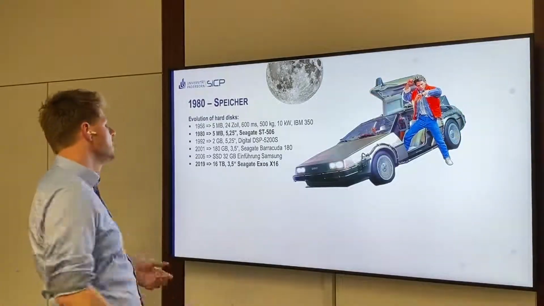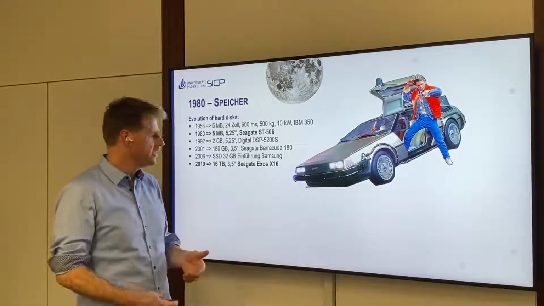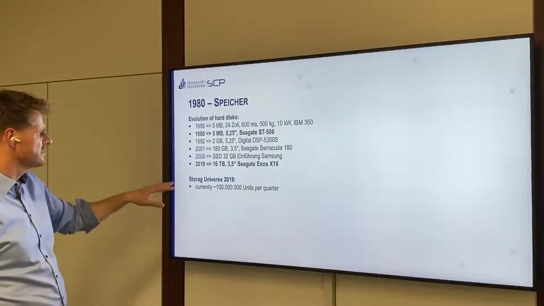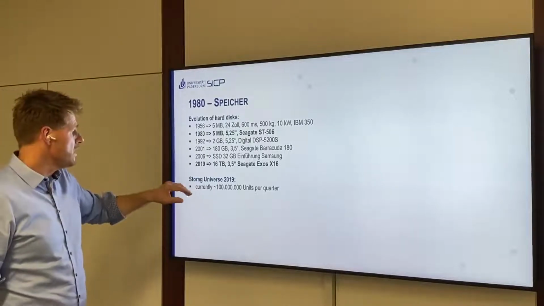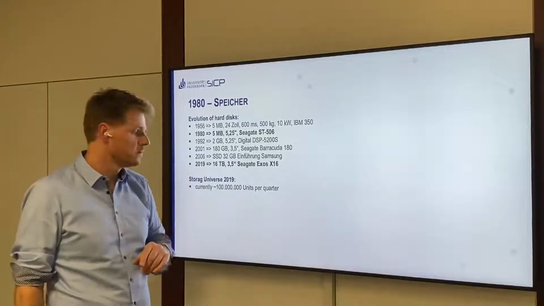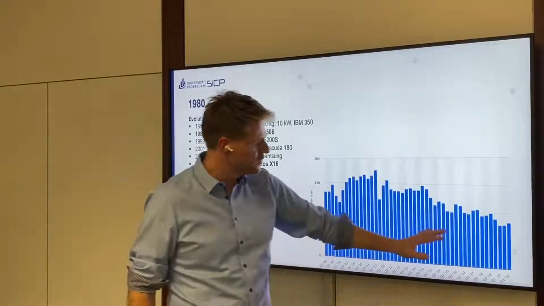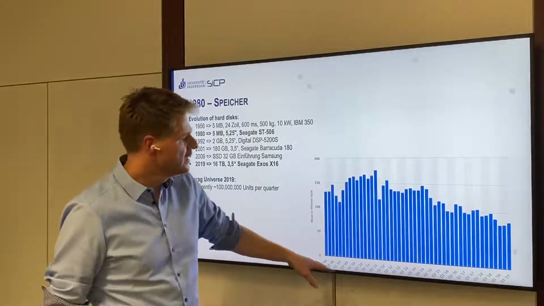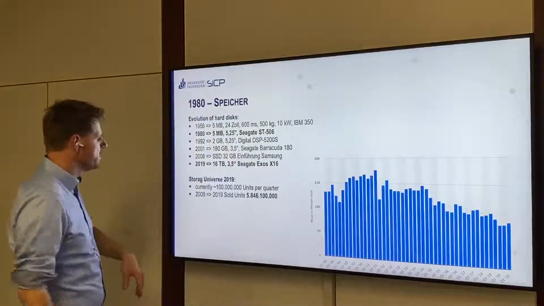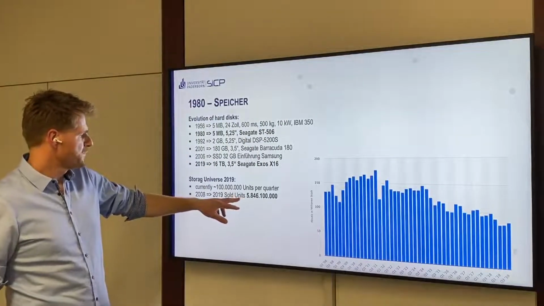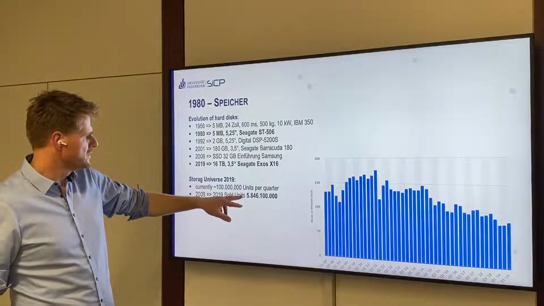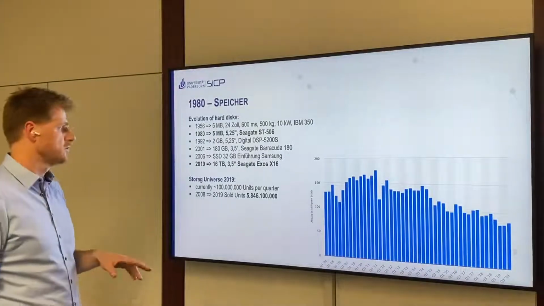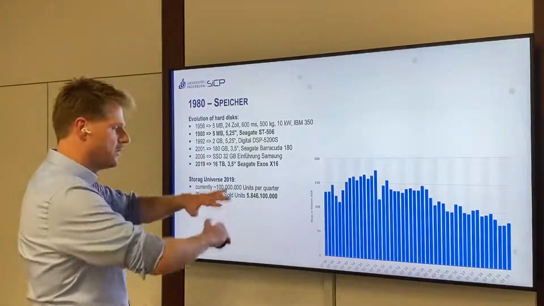So let's travel back into 2019 and look at how the market situation is. So we can see that in this area 100 million units per quarter were sold. So that means if you see here the distribution in the market from 2008 to 2019, if you sum it up, you reach 5,846 million units sold of storage. Some of them are still working, but not all of them, but a lot of units.